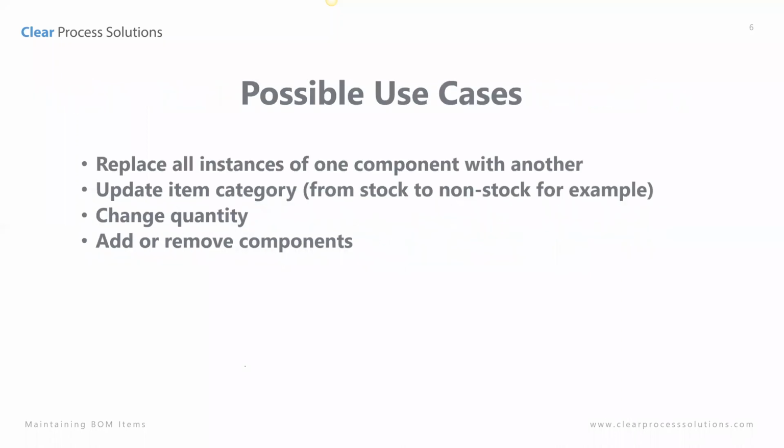So here's a couple examples of how you might use this kind of script. One is if you needed to mass replace one component with another in multiple bills of material. Another is updating the item category, and the item category on a bill of material is not editable after it's been created. So the way you can do this is you can delete the line that has the item category that you want to change and add it back with the new item category. We're going to show an example of that. Also, you may want to change the quantity or for some other reason need to add or remove components because of design changes in the bill of material.